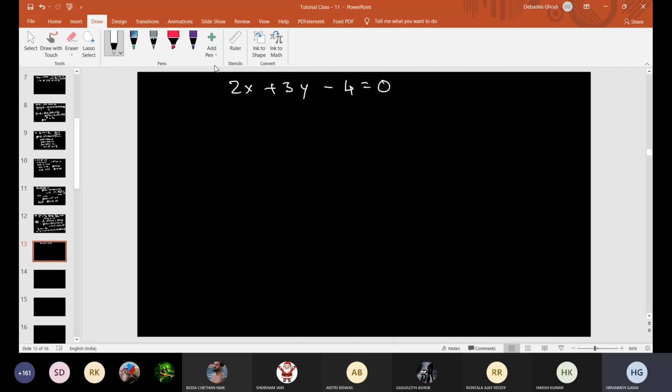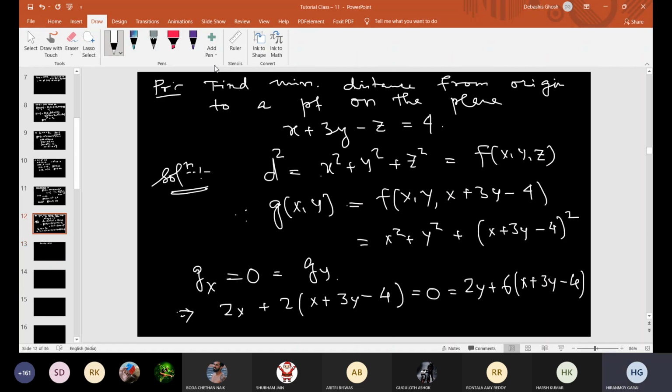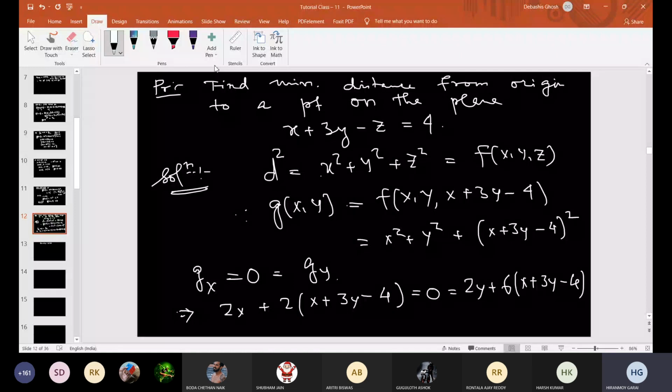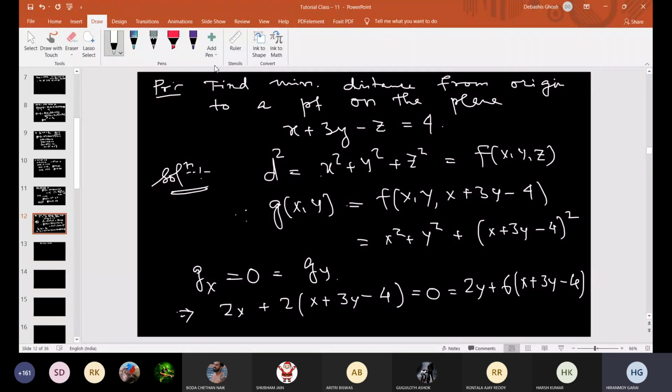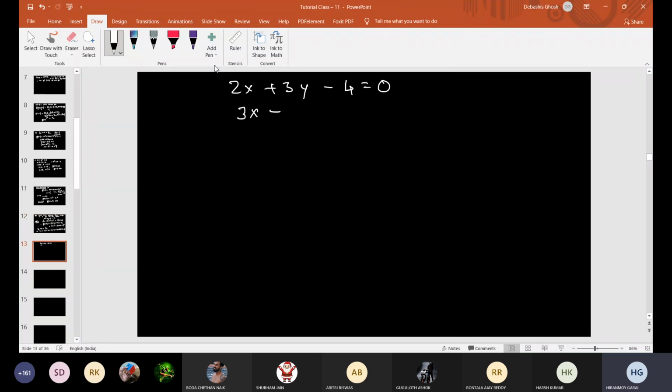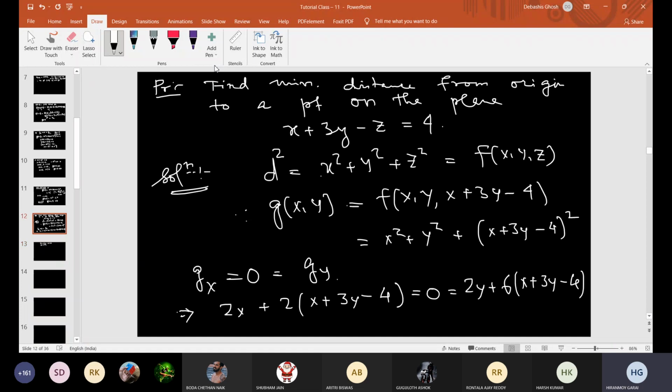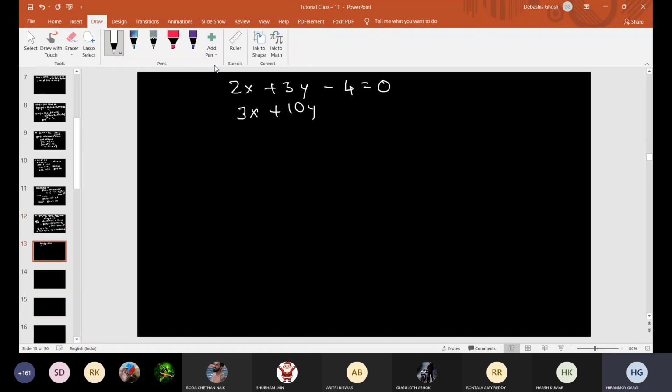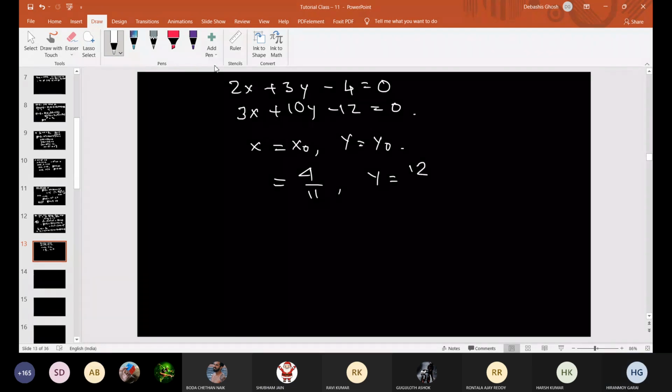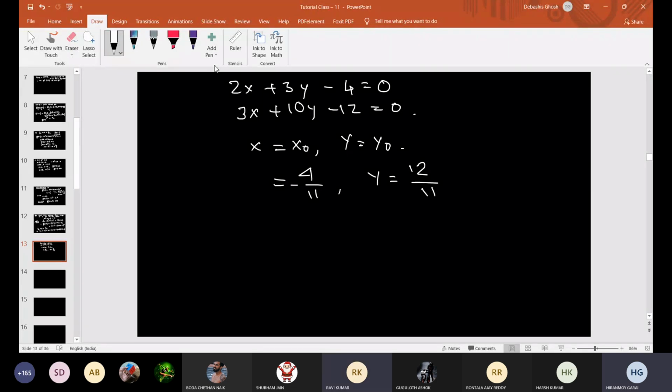Another one is 6x, 2 will cancel out, so 3x, and 9 plus 1, 10y, and the constant term is 12, equals 0. Now you just find the point, x equals x0 and y equals y0. x equals minus 4 by 11, y equals 12 by 11.